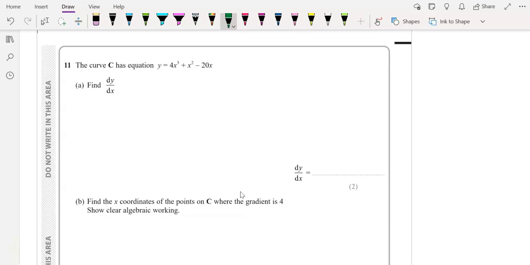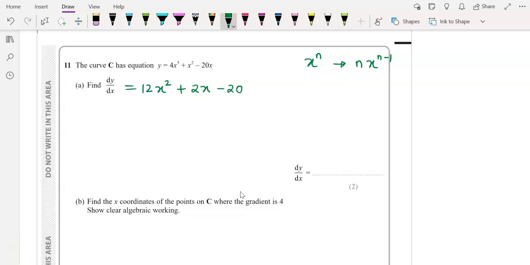The curve C has equation y equal to 4x cubed plus x squared minus 20x. Find dy by dx. So to find the derivative, we need to use the rule. Okay, if your function is x to the power n, when you differentiate, it will become n x to the power n minus 1. So we multiply by the power and reduce the power by 1. So dy by dx, 4x cubed will become 4 times 3, which is 12, x cubed will become x squared. Then the derivative of x squared will become 2x. Derivative of x is 1, so you will get negative 20.